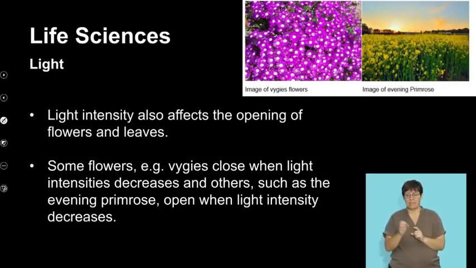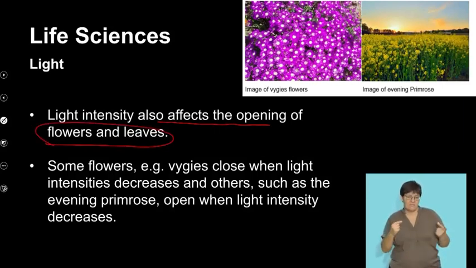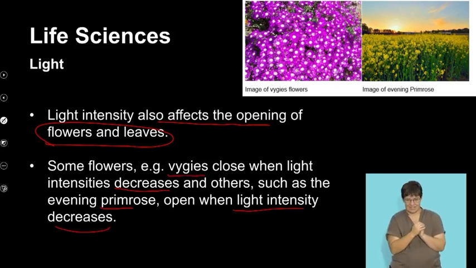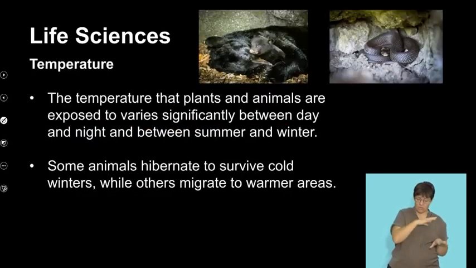We also know that the light intensity may affect the opening and closing of flowers and leaves. So here is the image of the evening primrose, and these tend to open up towards the evening when the light intensity decreases. So they're quite sensitive to light. Some flowers, such as the figgies, close when the light intensity decreases, and others open when the light intensity increases. So these plants tend to open up when the light intensity increases, and your primroses tend to open up when the light intensity decreases. Again, these plants are sensitive to light, and that affects how they grow.